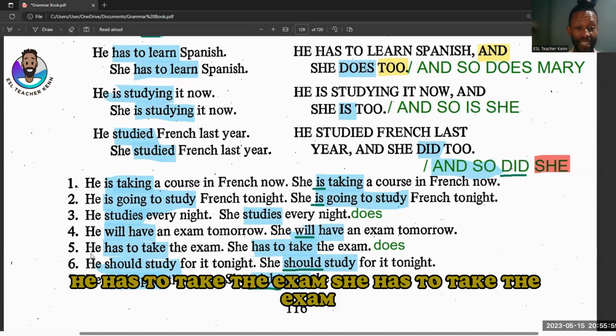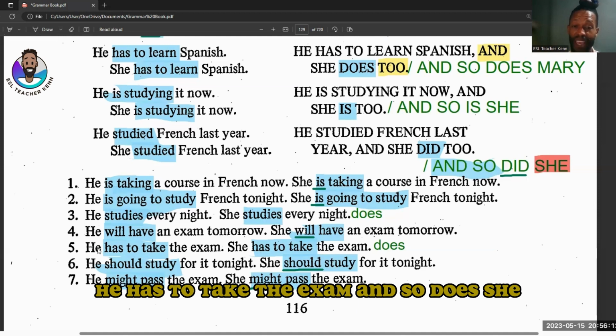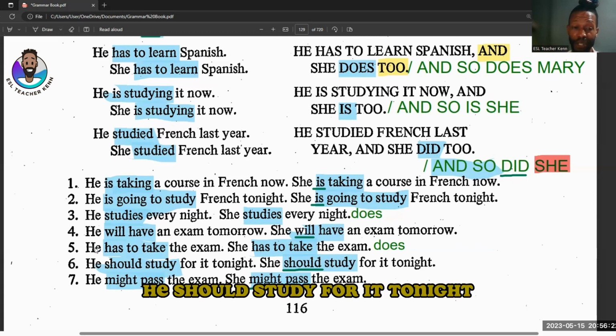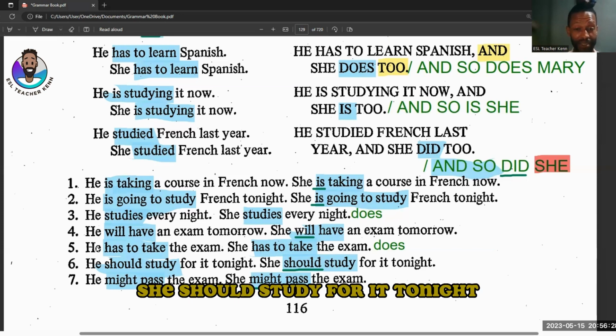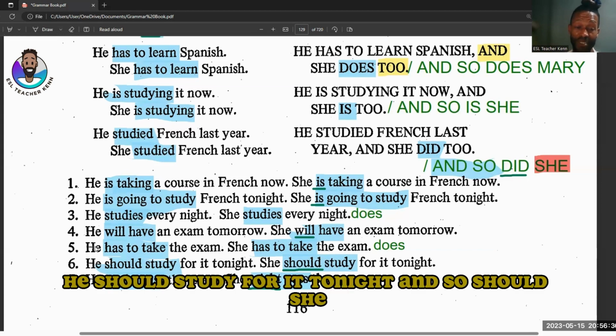He has to take the exam. She has to take the exam. He has to take the exam, and so does she. He should study for it tonight. She should study for it tonight. He should study for it tonight, and so should she.